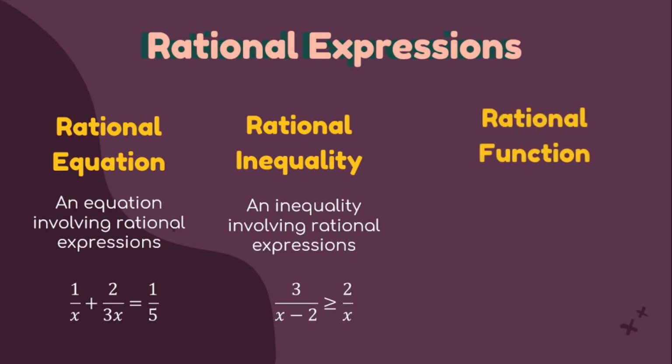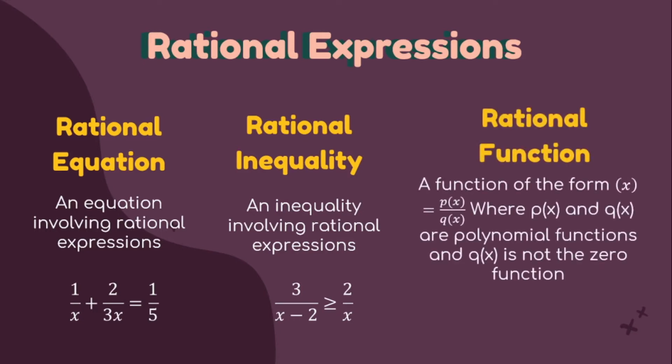And the last one, a rational function. A function of the form f of x is equal to p of x over q of x, where p of x and q of x are polynomial functions and q of x is not the zero function. Look at the example.